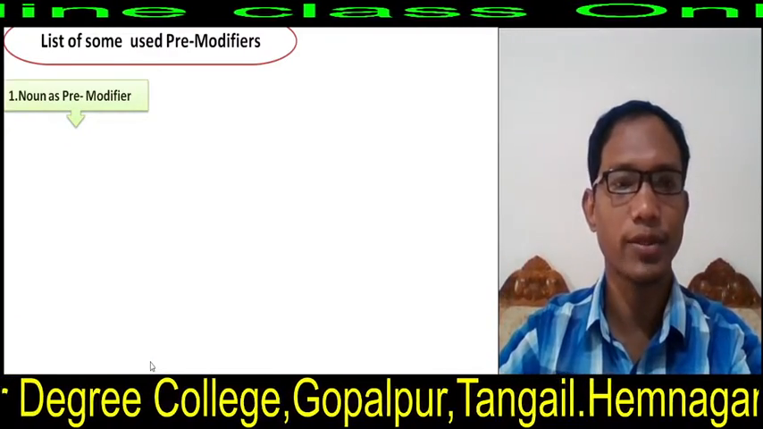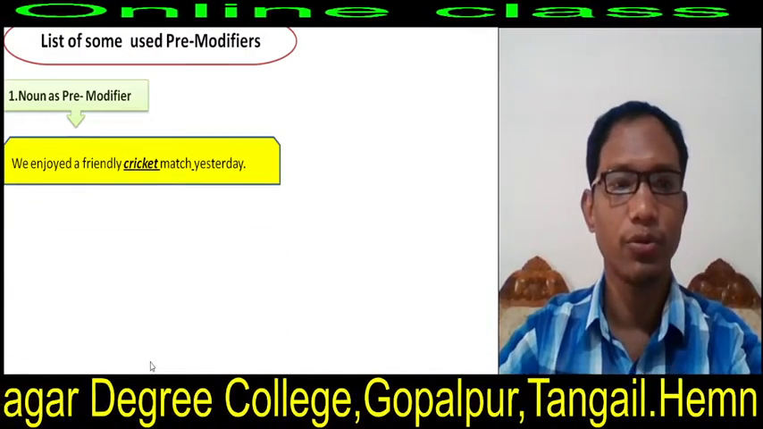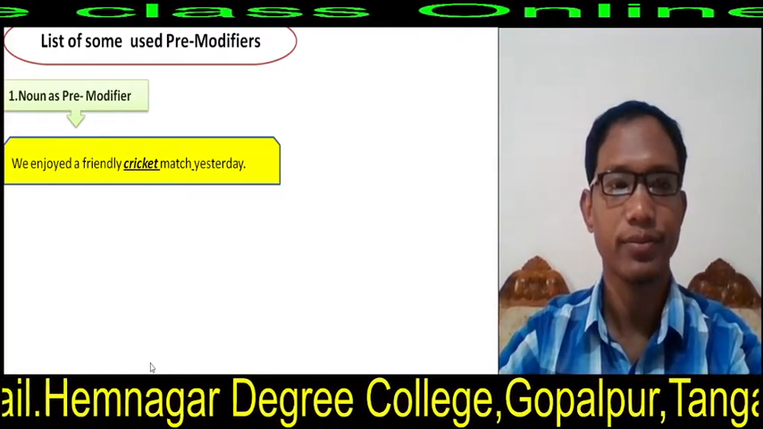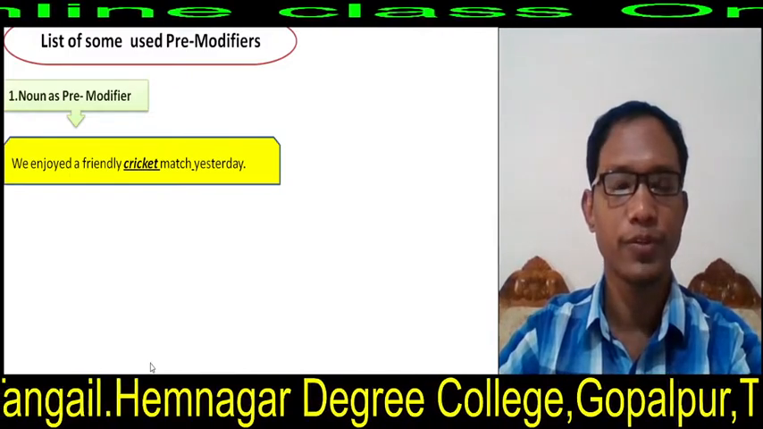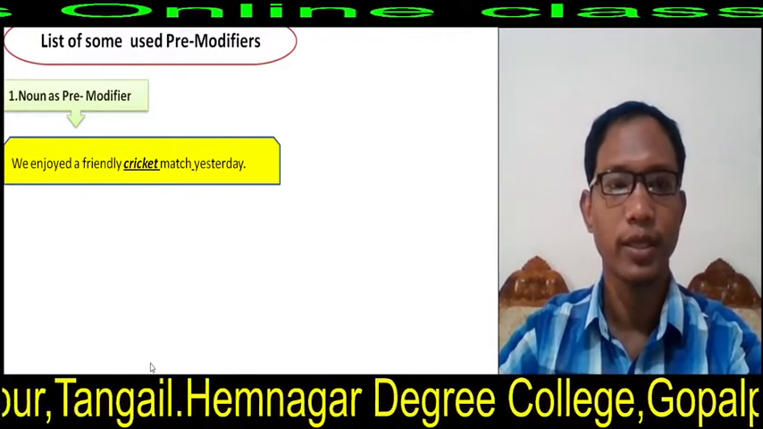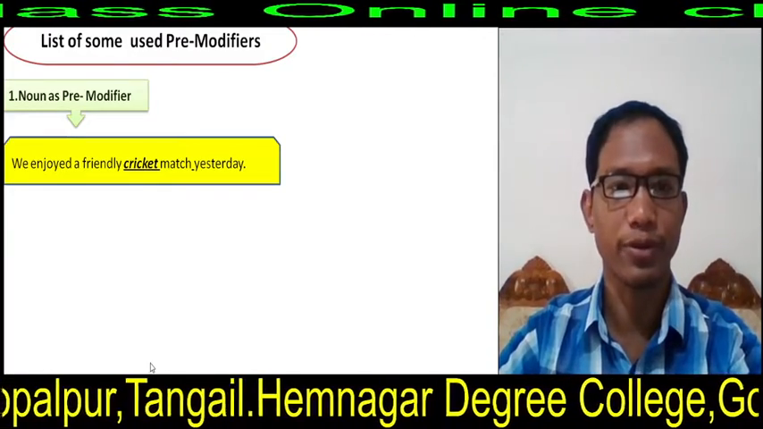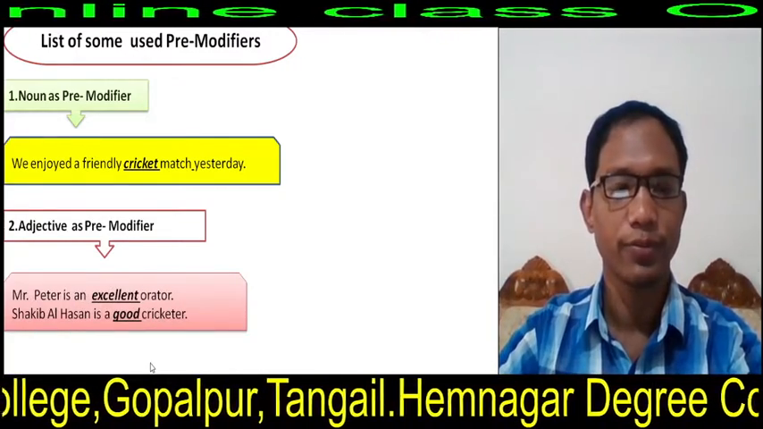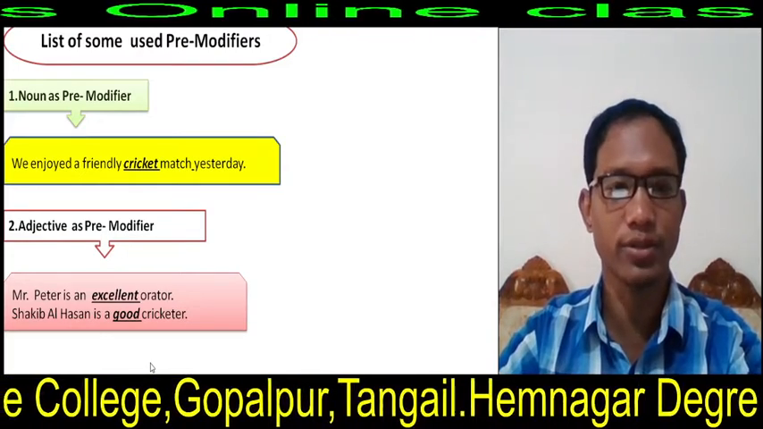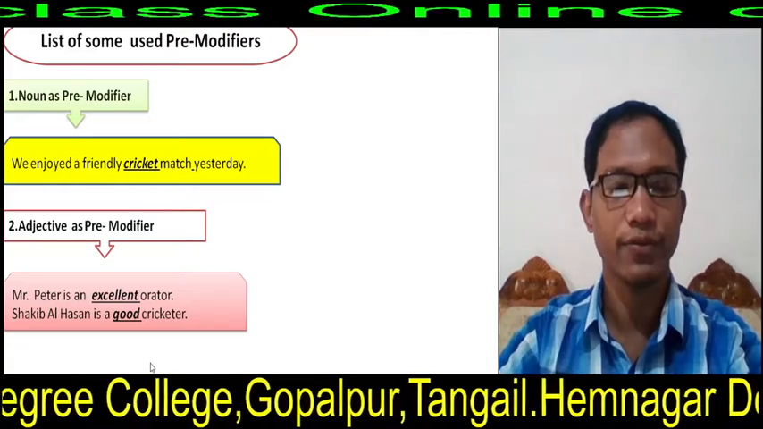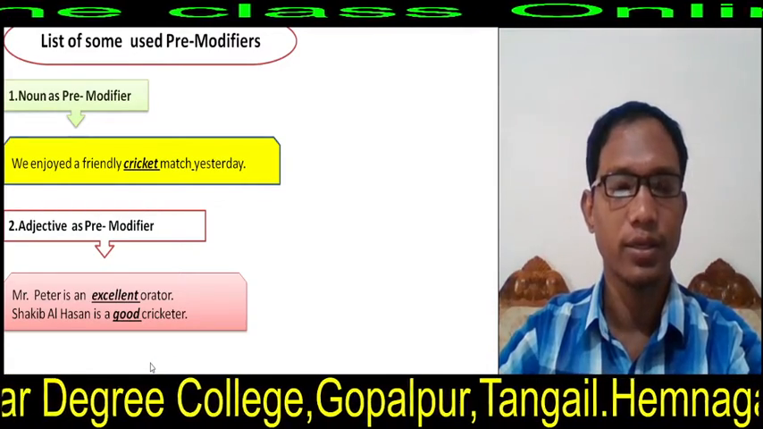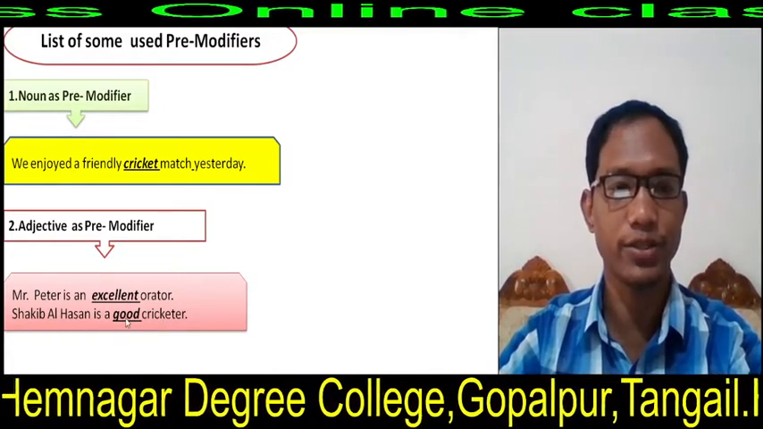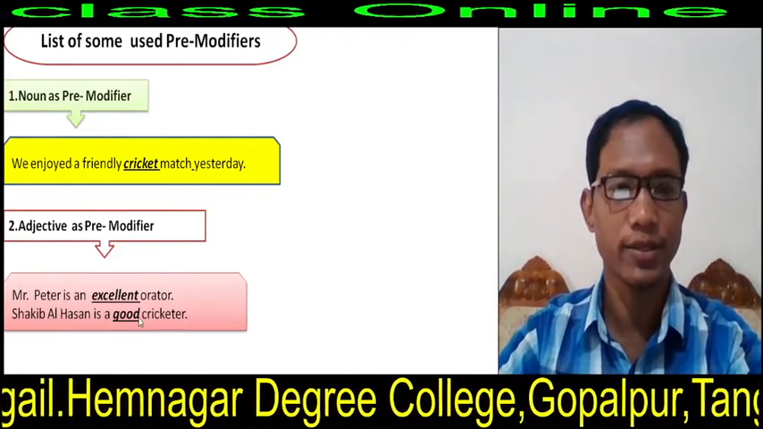Number one, noun as pre-modifier. For example, we enjoyed a friendly cricket match yesterday. Here cricket, a noun sitting before the noun match, acts as a pre-modifier. Number two, adjective as pre-modifier. For example, Mr. Peter is an excellent worker. Here excellent, an adjective, is a pre-modifier. Sakib Al Hasan is a good cricketer. Here good, an adjective, is used as a pre-modifier.